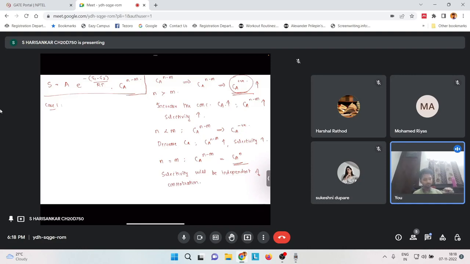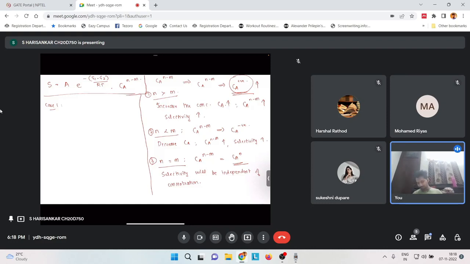Okay, so these are the three cases. This is case 1, n is greater than m. This is case 2, m is greater than n, and this is case 3 where n and m are equal. So this is how we can manipulate our selectivity with respect to the concentration of the reactant. Now we were looking into how we can manipulate it based on the temperature and activation energies.